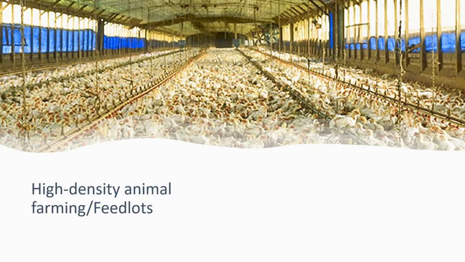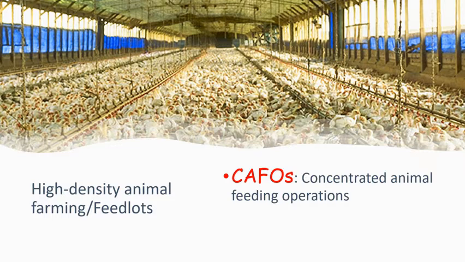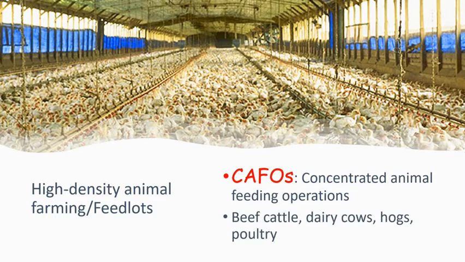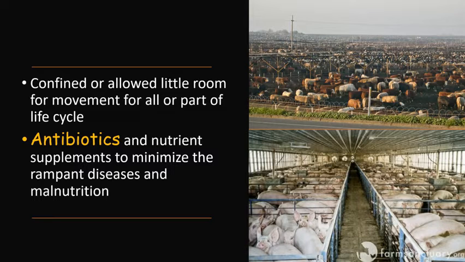So how do we do this? High-density animal farming, also called feedlots. The acronym for this is CAFO, Concentrated Animal Feeding Operations. You see this with beef, you see this with dairy cows, you see this with hogs, and you see this with chickens and other types of poultry. And CAFOs don't have a good reputation because there's very little room for the animals to have any part of their actual life cycle.